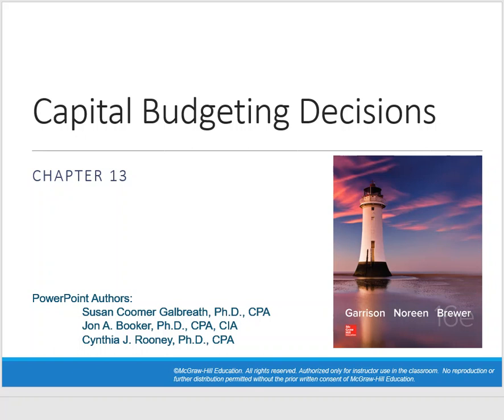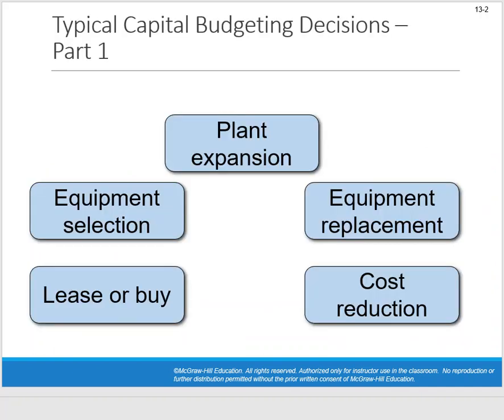Hey managerial accounting students, today we're talking about chapter 13, capital budgeting decisions. So when we say capital budgeting, we're talking about making big decisions on how to spend large amounts of money, like plant expansion, buying new equipment, replacing equipment. Should we lease or buy equipment or buildings or vehicles? And even looking at cost reductions, but we're talking about big decisions, big assets, big money.